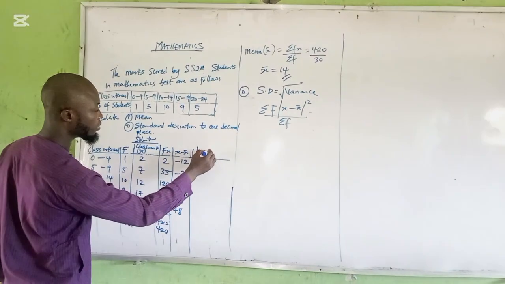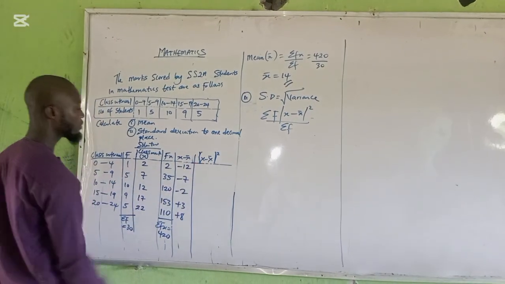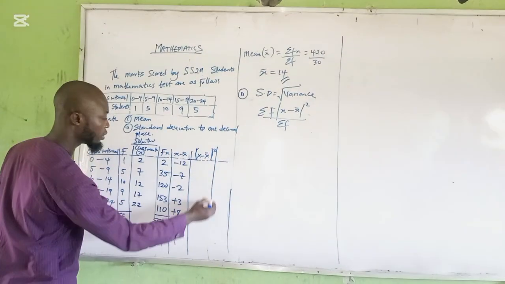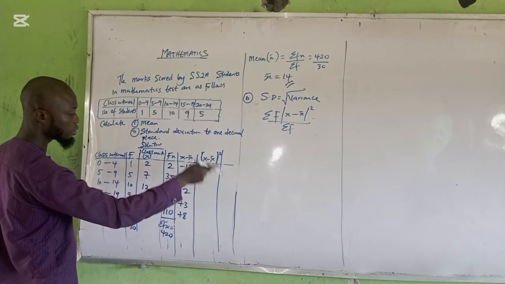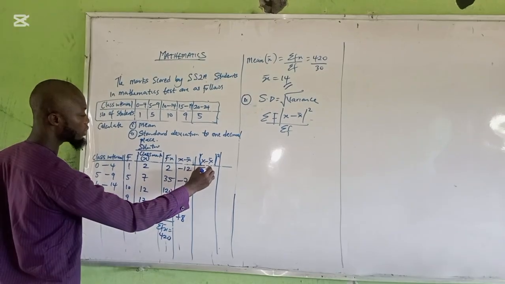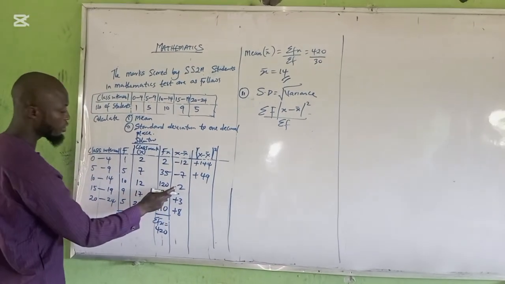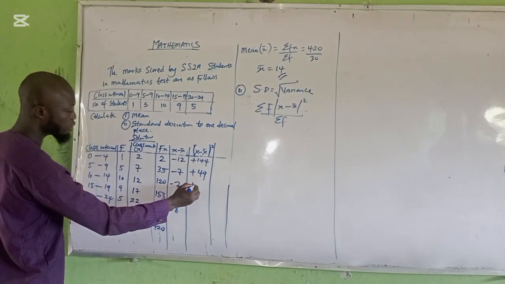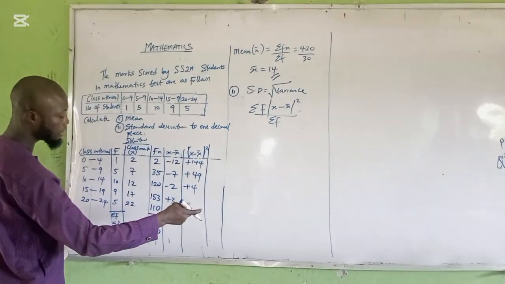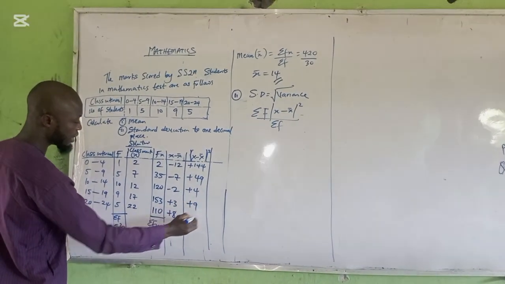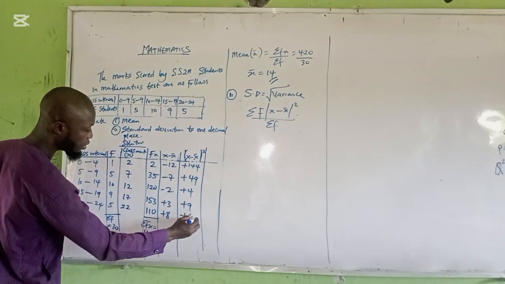Now we need x minus x bar, then squared. So we need to square the values that we have here. Minus 12 times minus 12 gives us plus 144. Here will give us plus 49. Minus 2 times minus 2 gives us plus 4. 3 times 3 gives us plus 9. 8 times 8 gives us plus 64.